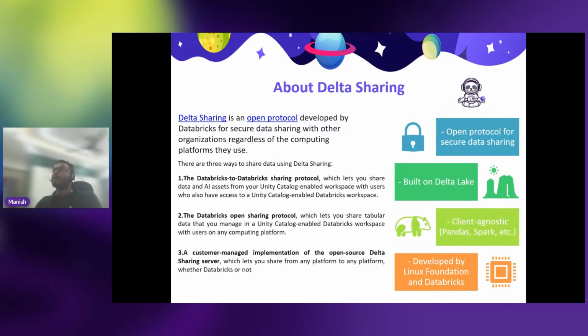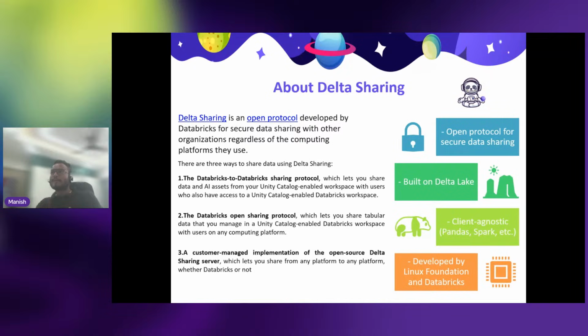Okay. So what is Delta Sharing? Delta Sharing is an open protocol developed by Databricks to share data between multiple platforms. Now we have three types of Delta Sharing. The first type is Databricks-to-Databricks sharing. That means your source will be Databricks and your recipient will be Databricks. You are sharing data from one Databricks workspace to another Databricks workspace.